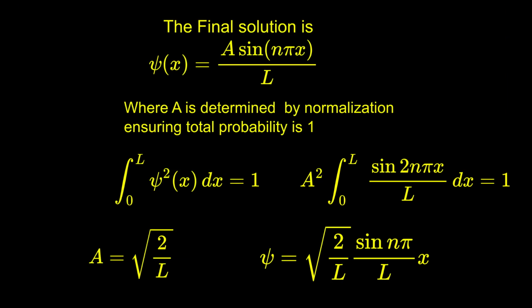The final solution. Our wave functions are psi(x) = A sin(n pi x / L), where A is determined by normalization, ensuring the total probability equals 1. Solving the integral from 0 to L of psi squared dx = 1, we get A = square root of 2/L. So, psi(x) = square root of 2/L times sin(n pi x / L).